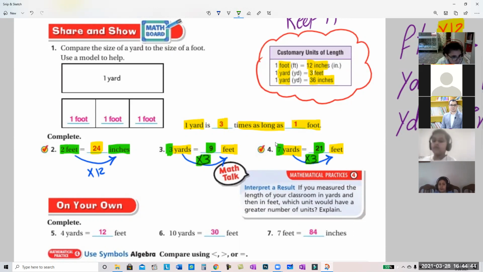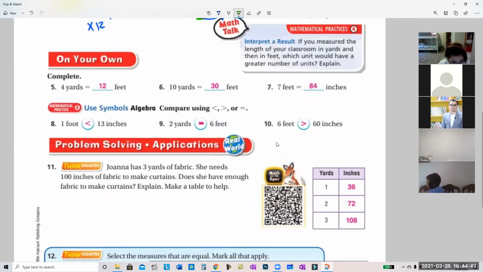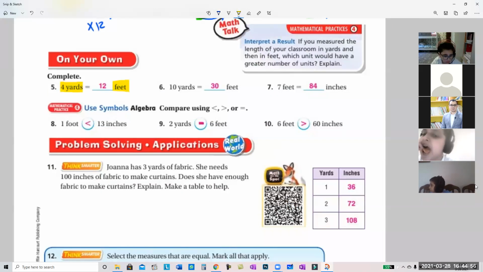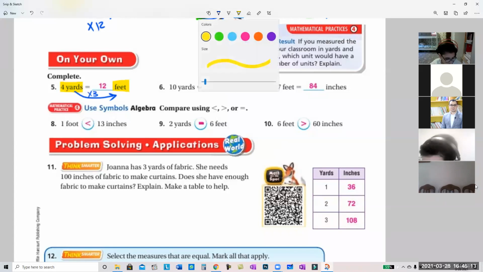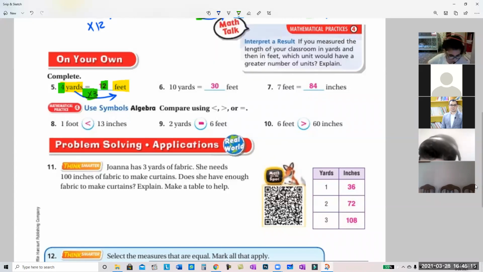Okay, the next one, I want someone to help me with it. So 4 yards equals how many feet? Sir Shady. 4 yards means 4 times 3 equals 12. Yeah, so we're gonna multiply by 3, right? Yes, so 4 multiplied by 3 equals 12. Great job. Thank you so much.